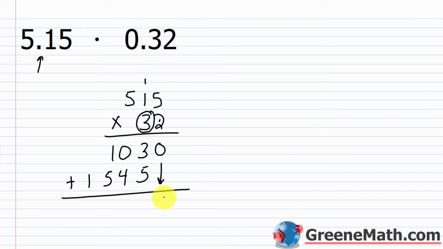Go ahead and bring down this 0. 3 plus 5 is 8. 0 plus 4 is 4. 1 plus 5 is 6. And then bring down that 1. So what I get is 16,480. But that's obviously not my answer because I haven't figured out where to put the decimal point yet. So I'll drag this up: 16480. And now we're going to figure out where to put the decimal point.